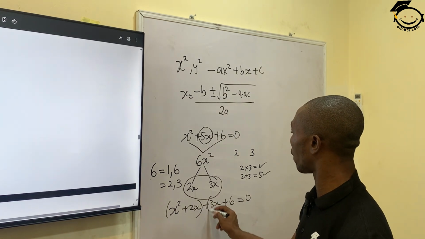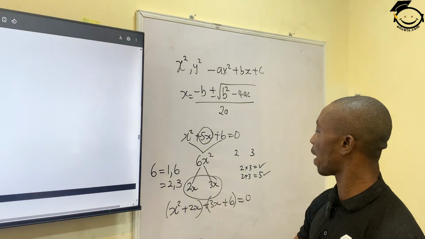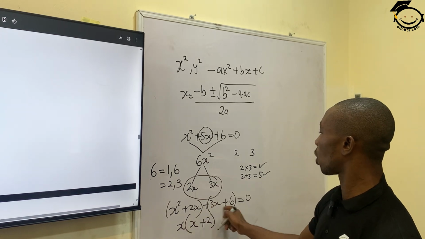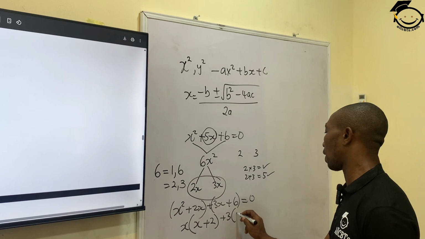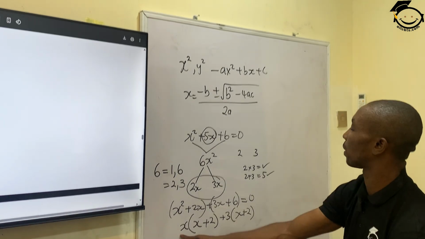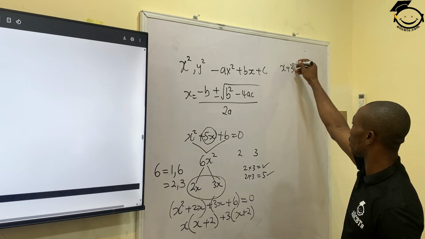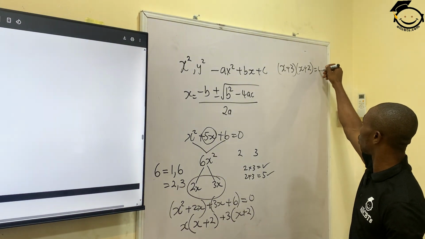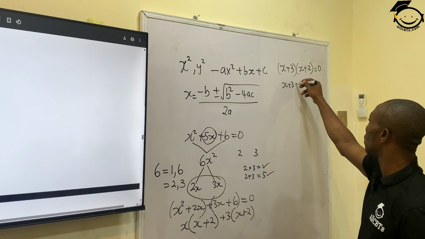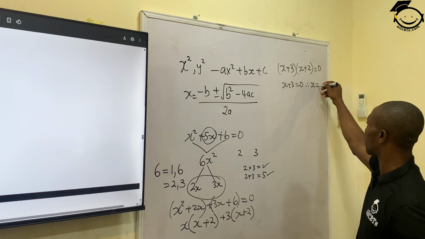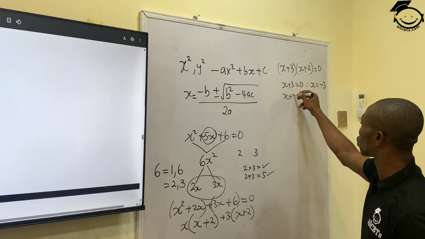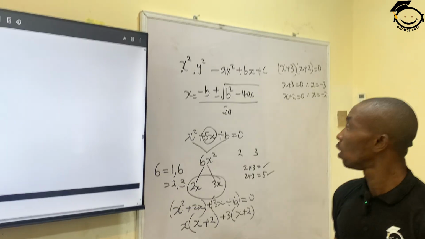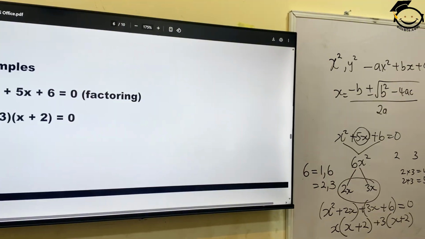Now grouping these two together, what is common is x, so x bracket x plus 2. What is common here is 3, so plus 3 bracket x plus 2. So we can say our two factors, x plus 3 and x plus 2, are equal to 0. So x plus 3 equals 0, therefore x will be minus 3, and x plus 2 equals 0, therefore x will be minus 2. All right, that is for factorization.